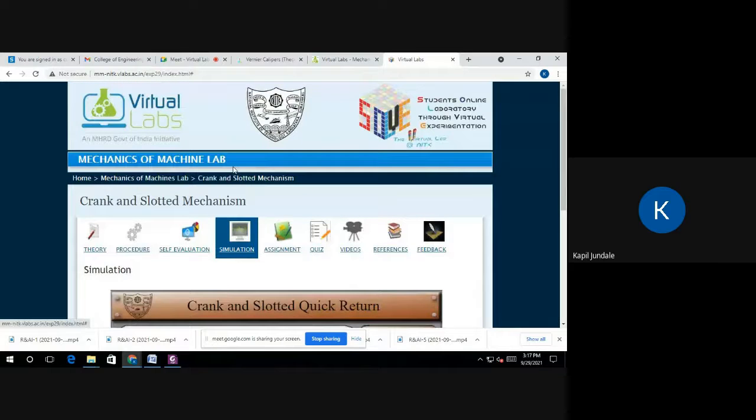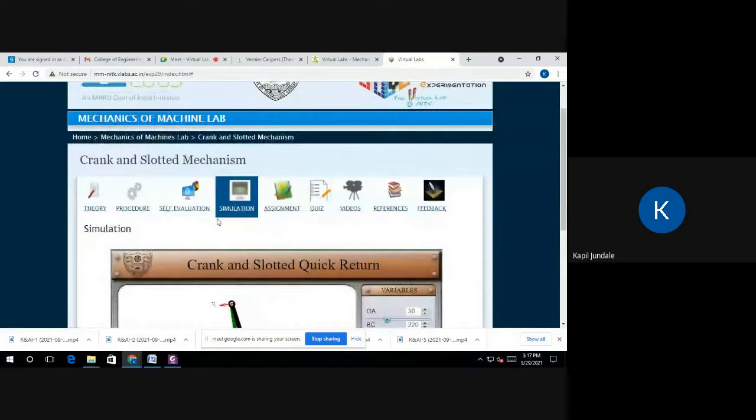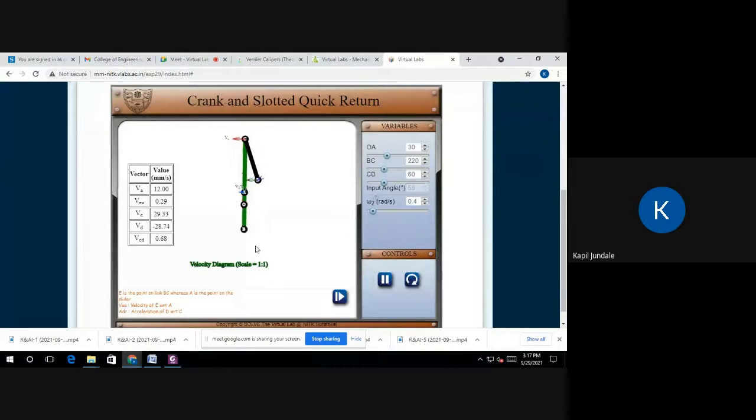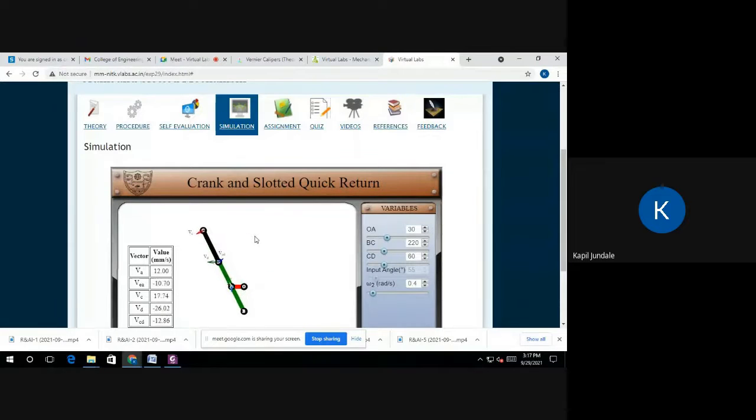Now out of this, if you don't have a physical mechanism, then in that case you can go for this simulation part. Okay, this is the overall overview of the virtual lab. Now we will move towards our metrology.